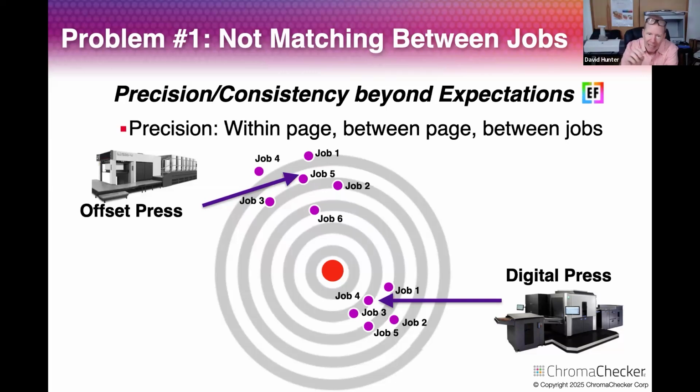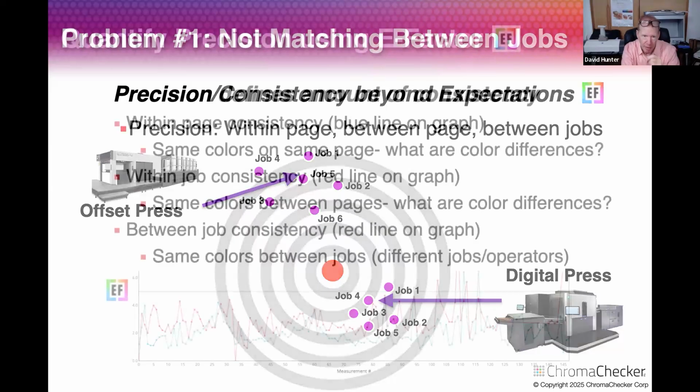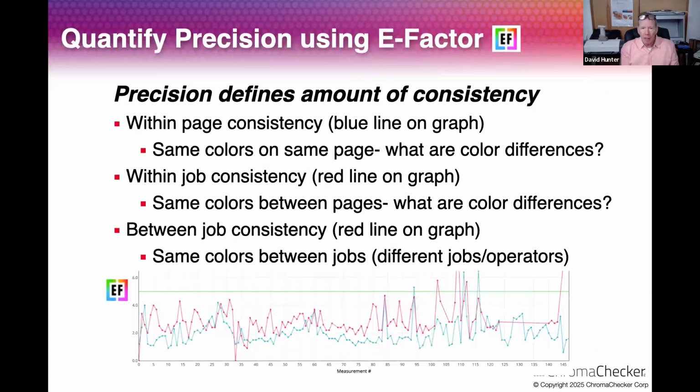We can quantify in E factor how close these jobs are to one another and how consistent the job is within the job. So we're talking about within page uniformity, between page uniformity, and between job reproducibility. ChromaChecker using E factor tracks each of these variables, which are all super important. Now, when we talk about precision, which is the consistency of the printer, we have within page consistency, within job consistency, and between job consistency.